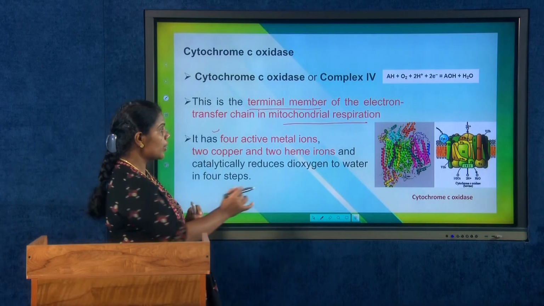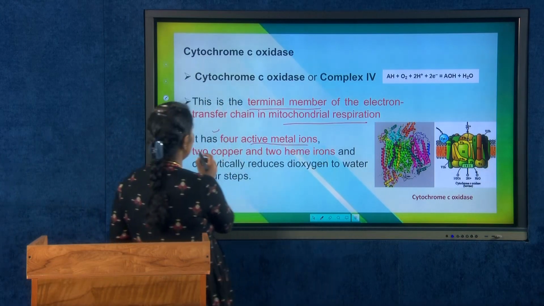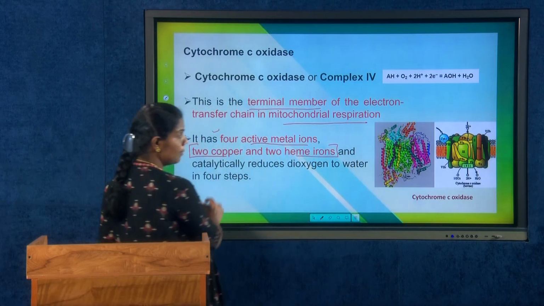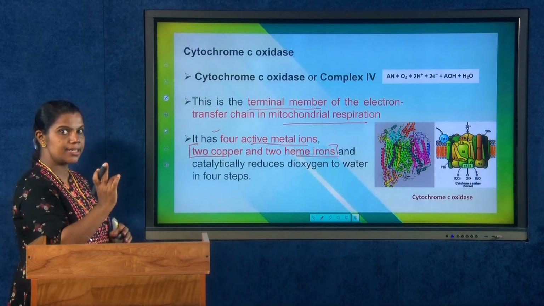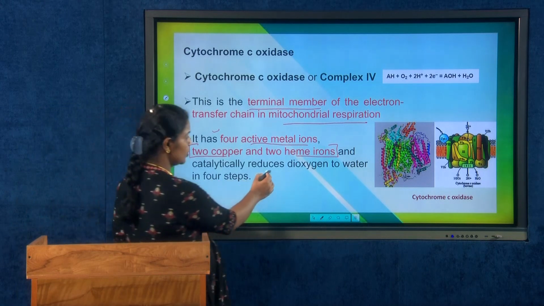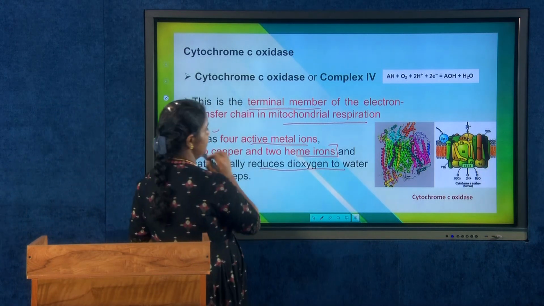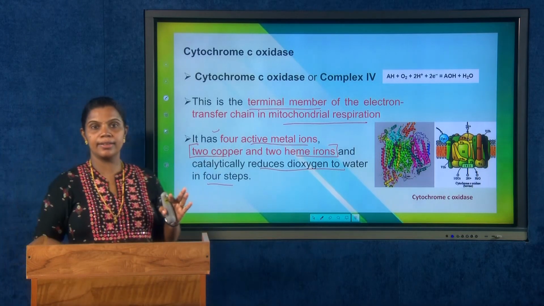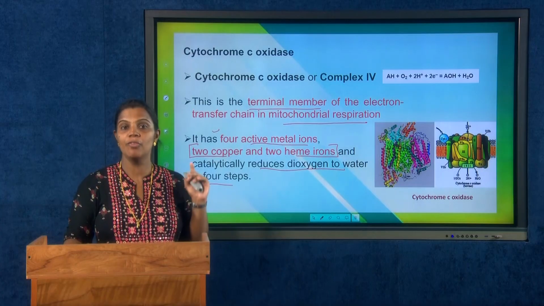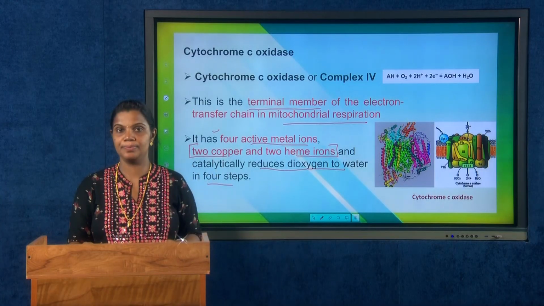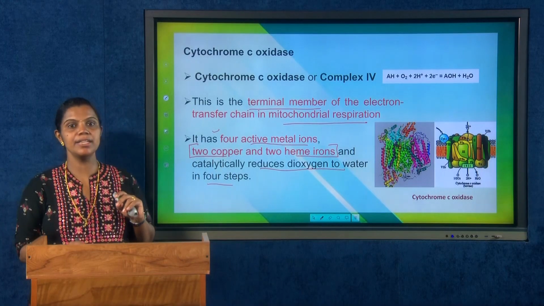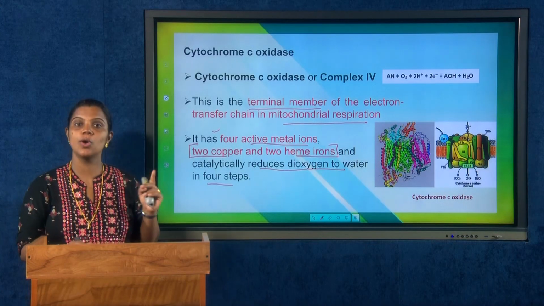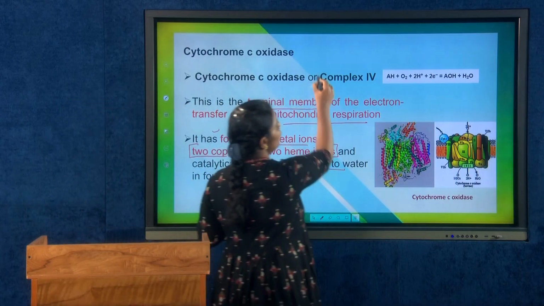It has 4 active metal ions, that is it has 2 copper and 2 heme ions, and it catalytically reduces dioxygen into water. Here you can see that the cytochrome C oxidase enzyme will reduce dioxygen to water. It contains 4 metals, that is 2 copper atoms and 2 iron atoms. It is also known as complex 4.